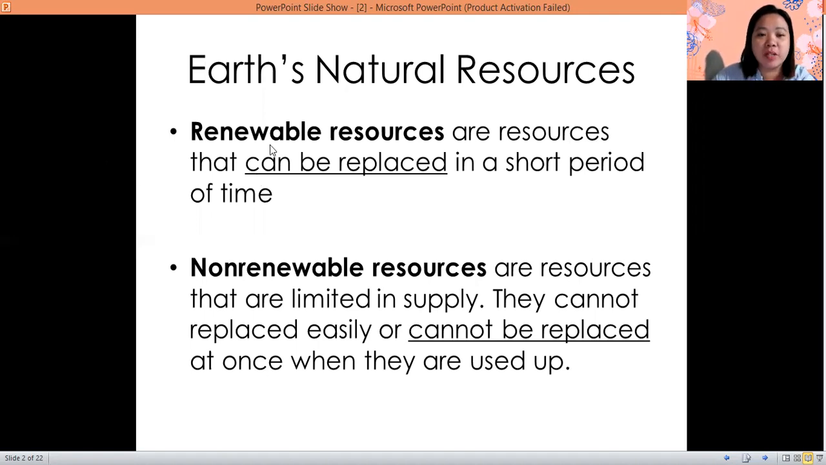So renewable resources, pwede pa itong mapalitan in a short period of time. But the non-renewable resources, it's limited. Okay, konti lang yung supply niya, it's limited. And it cannot be replaced easily, or it will take thousands of years to be replaced, or cannot be replaced at all once we use it up. All right.